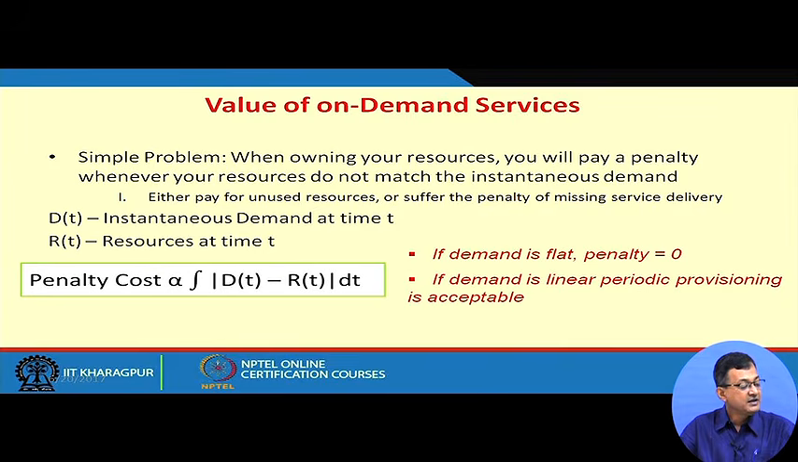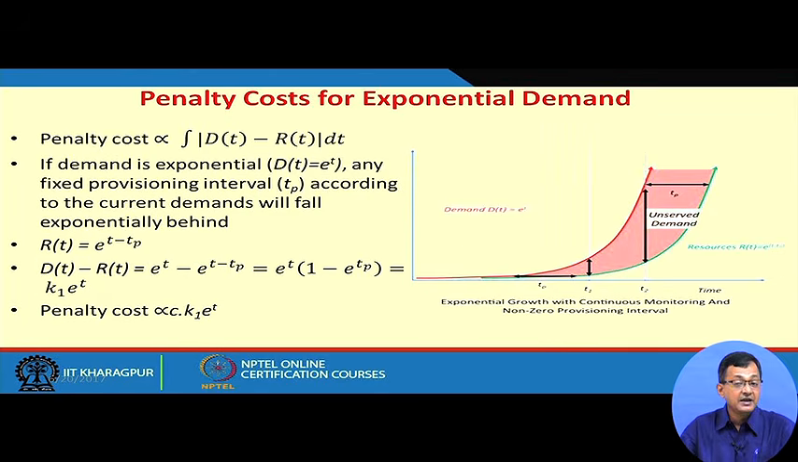So, how do I calculate the penalty? Penalty is proportional to the instantaneous demand minus the instantaneous resources, integrated over time t. If demand is flat, the penalty is 0. If demand is linear, periodic provisioning is acceptable. If the demand is non-linear, then periodic provisioning in the cloud is a big question.